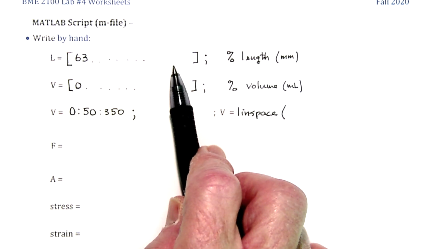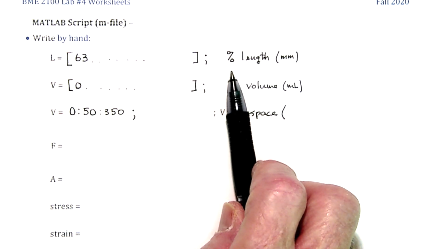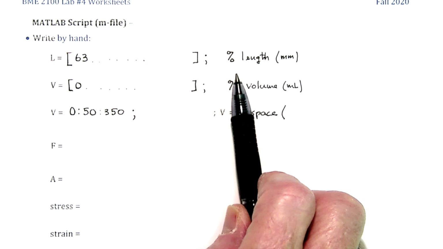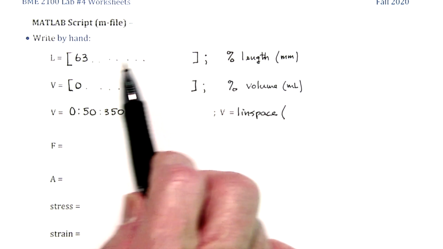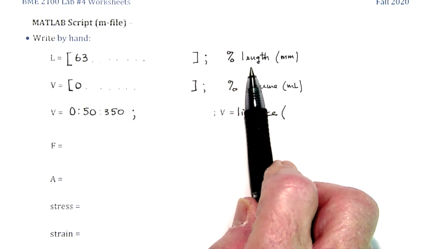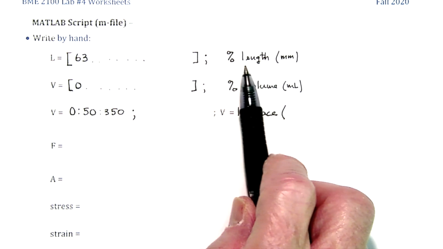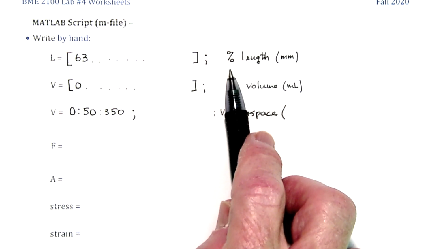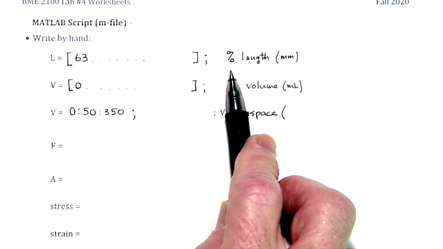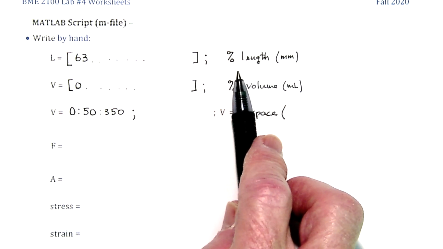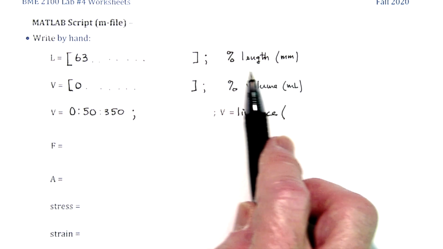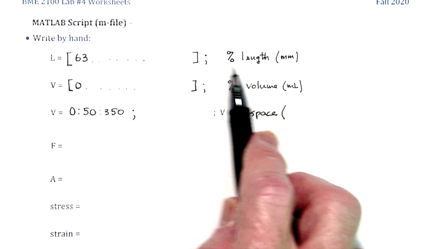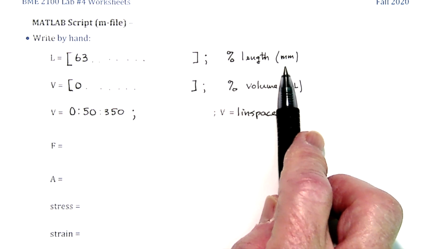Now, MATLAB doesn't keep track of units, but I would like to remind myself what this vector represents and what the units of that vector are. So I've entered a comment. A comment is anything that follows a percentage sign in the MATLAB script. MATLAB does not execute this, it merely displays it to remind you what this vector represents and what its units are.